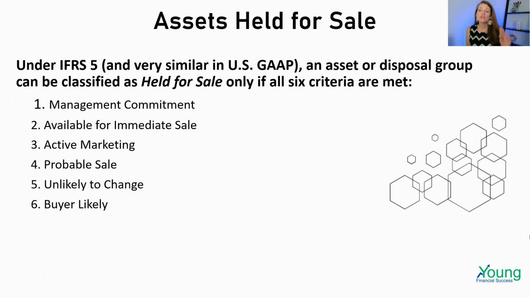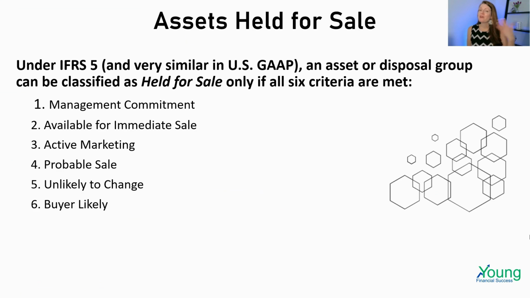So one, management commitment. So commitment to that is that they are going to be selling this. They're saying, yes, I am planning to sell this. We're not planning to change our mind. Available for immediate sale. We don't have to do anything. There's no big renovations or anything that we have to do before we sell this asset. Active marketing. We are really looking for a buyer for this. We're not just saying it's held for sale. We are actively trying to find someone to purchase it.